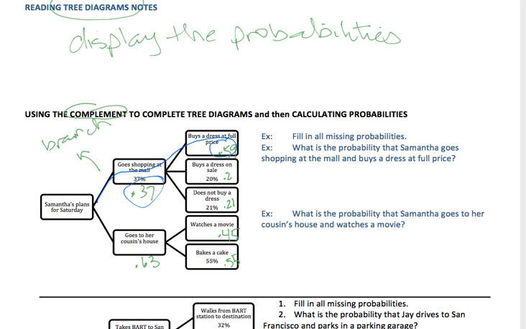Okay, let's see, fill in all the missing probabilities. Okay, so we've done that already. What is the probability that Samantha goes shopping? Oh, look at that. I was one step ahead. I forgot that that's what it was. What is the probability that she goes to the mall and buys a dress at full price? So we have 0.37 times 0.59.